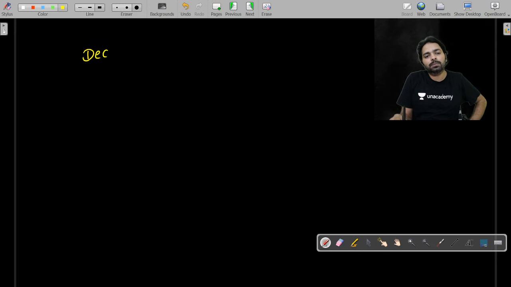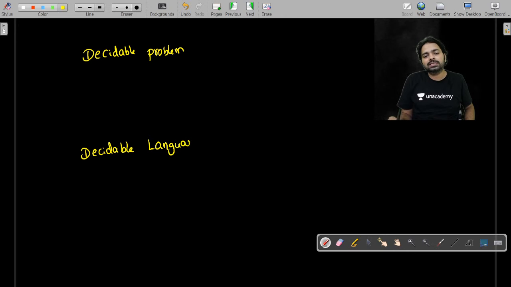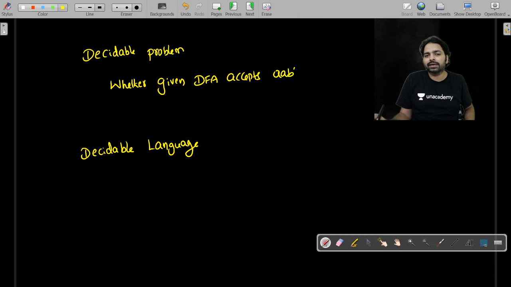What is a decidable problem? I have already given clarity on problem versus language. Now I am giving clarity for decidability. Look at the difference. I will write almost the same thing. Here, whether a given DFA accepts epsilon, or A, B, any string I can give. Right? It is a problem now.